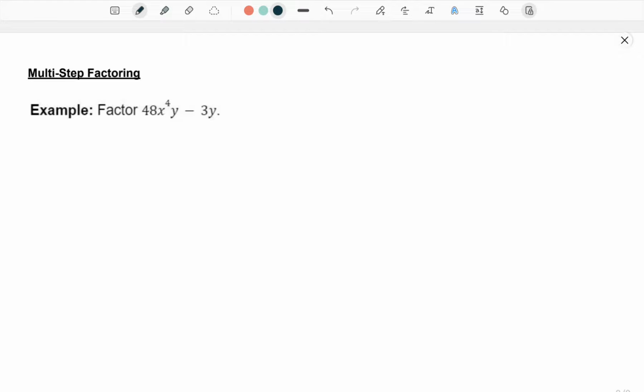Another example here. We're going to take a look at multi-step factoring. What do we mean by that? Well, let's just start with things. What do we always start with? We always start with common factoring. If we can common factor, do that to simplify what you have.